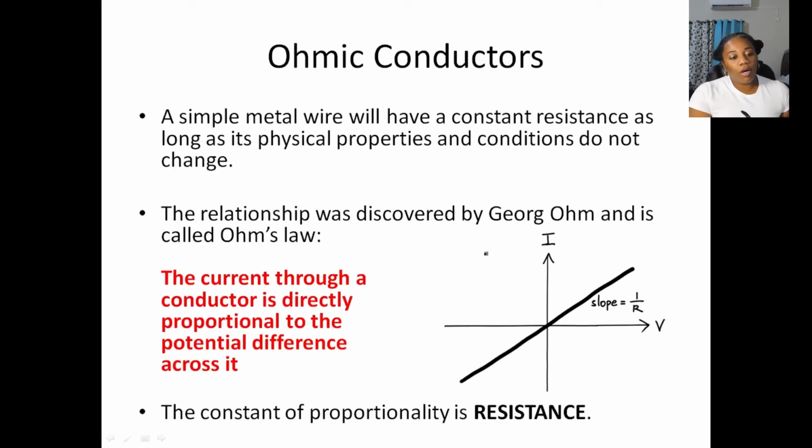A simple metal wire will have a constant resistance as long as its physical properties and conditions do not change. The relationship was discovered by George Ohm and is called Ohm's law. The current through a conductor is directly proportional to the potential difference across it. Okay? So the constant of proportionality is resistance.